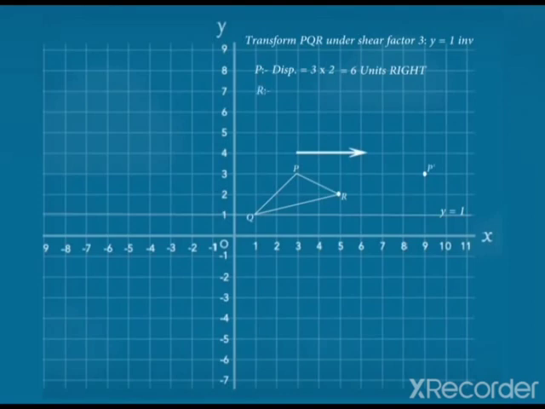Point R. Perpendicular distance from the invariant line is 1 unit. S is 3, so displacement will be equal to 1 times 3, that is 3 units to the right. So 1, 2, 3. Joining the 3 points, this is the figure we obtain. If the shear factor was negative, we will displace the points leftwards.